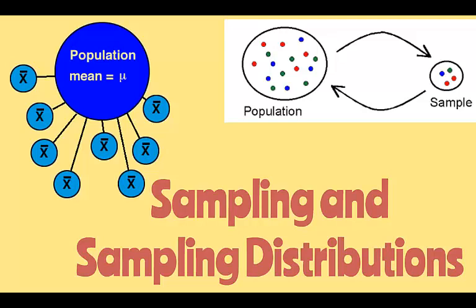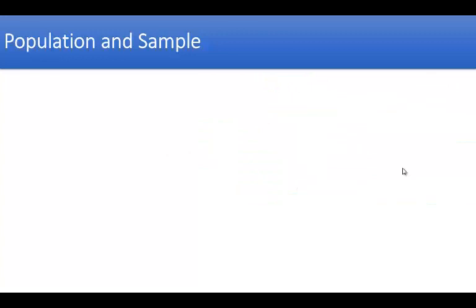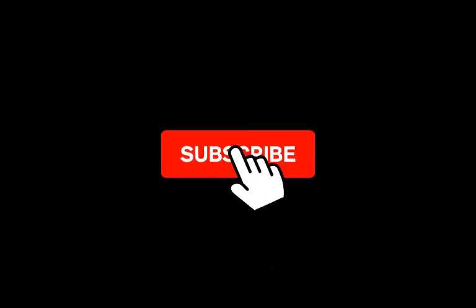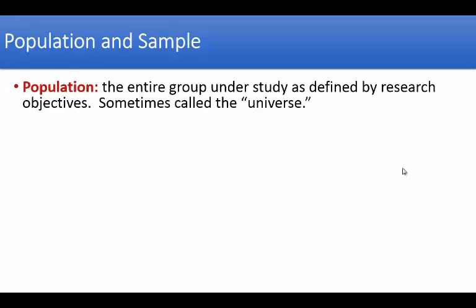Sampling distributions. First of all, the definition of population. Population is that entire group of objects which are under investigation. Sometimes it is called universe. Now the populations usually are a large group, but not necessarily. It depends upon the objective of your study. For example, if you want to study a small group of objects, the population can be small.